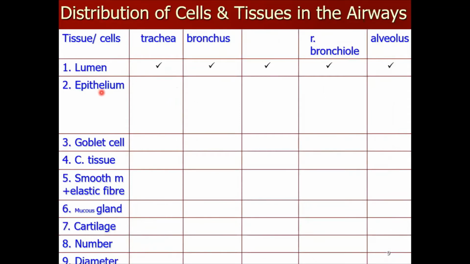Then epithelium, all of them also contain epithelium, but the shape of the cell will be different. Therefore you need to draw the cell. This is the shape of the cell that you need to draw. Now suddenly you see this, right? You're going to ask me, how come, teacher, is this shape? For trachea and bronchus, the epithelium layer has got two types of cells. We'll come to that later on.